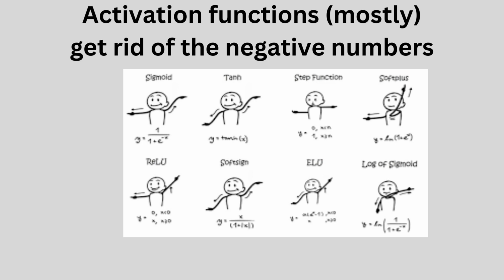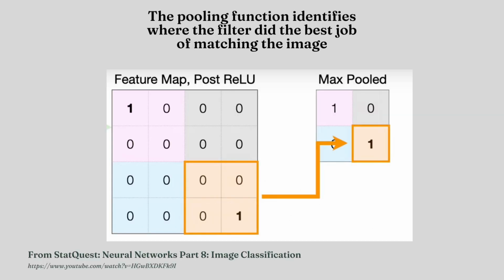And don't worry too much about the details of activation functions. There are a lot of kinds of activation functions, and I show some examples here because you might see some examples in the papers that you read. But the general idea is that they get rid of negative numbers for the most part and make the data easier to compute. The pooling function is where the filter matches the image the best.